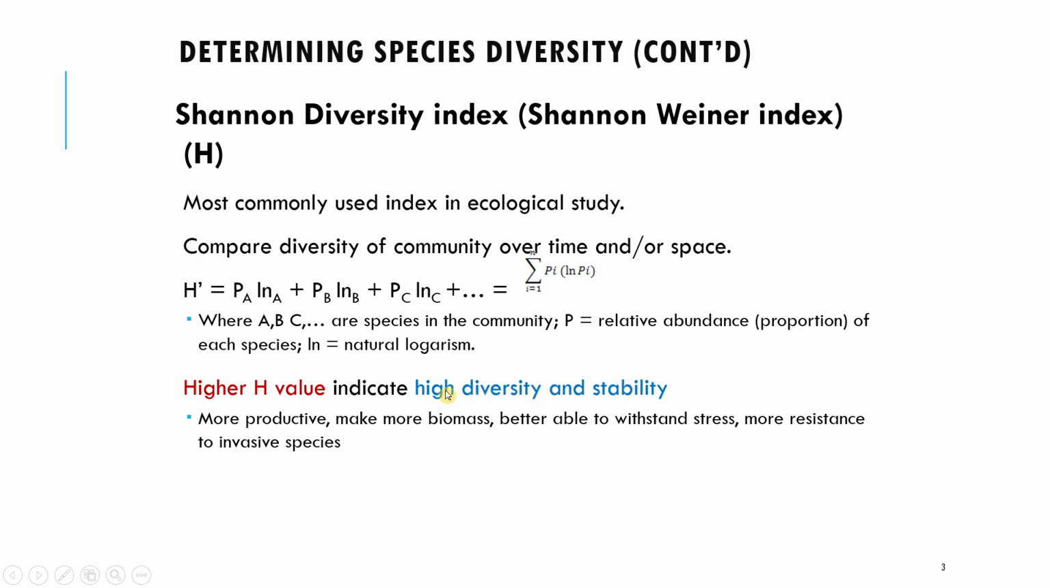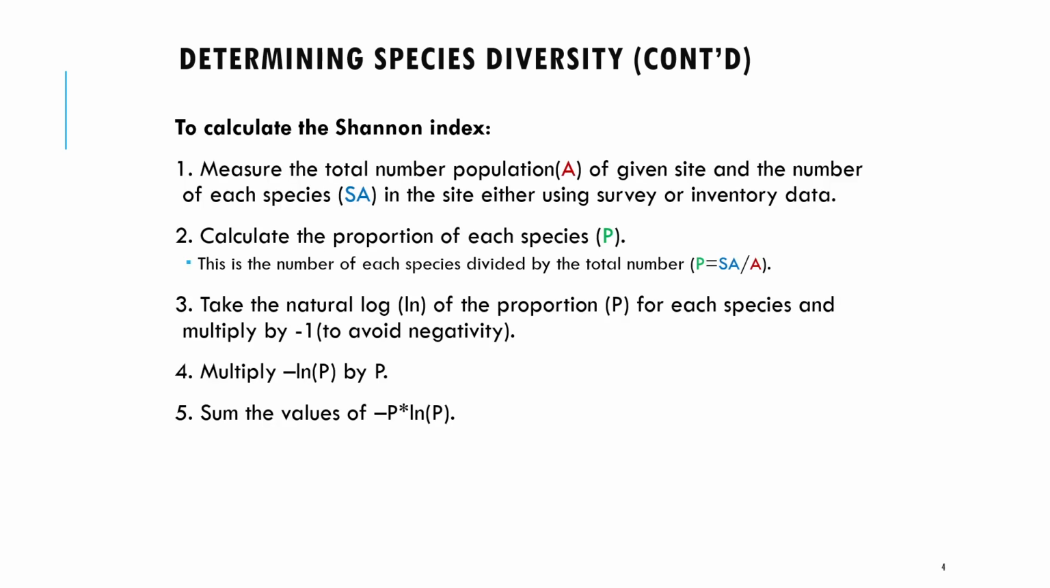A highly diverse and stable ecosystem or community is more productive, has more biomass, is better able to withstand existing stress, and has more resistance to alien or invasive species. There are steps to calculate the Shannon Diversity Index. One is to measure the total number of the population, A, of a given site, and the number of each species within the community, either by conducting a survey or by using inventory data.